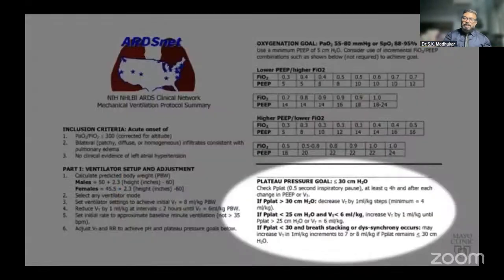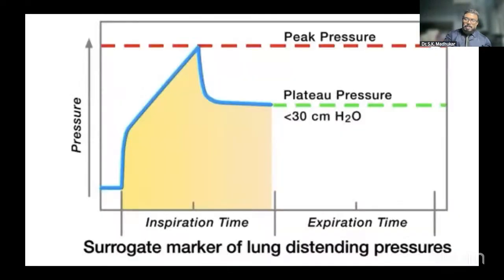And this plateau pressure, we keep a goal of keeping it below 30 centimeter H2O. And it has been suggested as a surrogate marker of lung distending pressure. So if your plateau pressure is high, the lung is at risk of developing trauma, either volume trauma or barotrauma. So there has been a strategy to keep the plateau pressure below 30. So if you are giving a tidal volume and you are applying an extrinsic PEEP, titrate the volume and PEEP so that your plateau pressure remains less than 30.